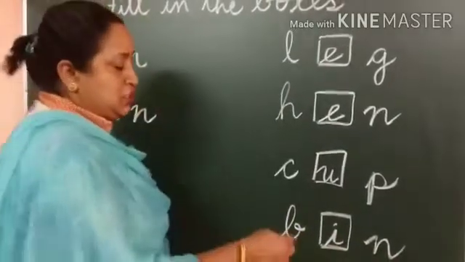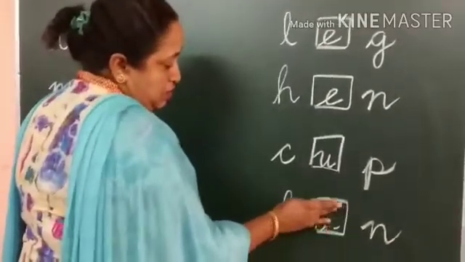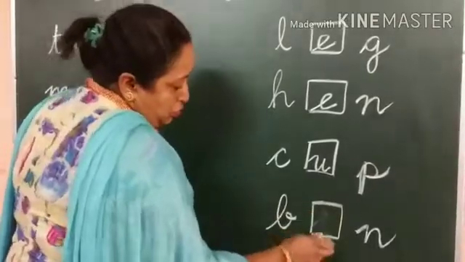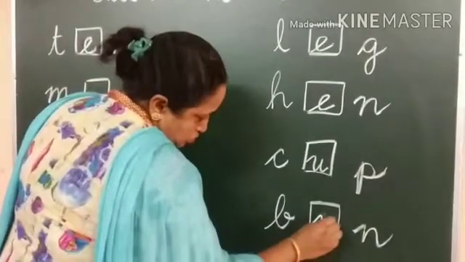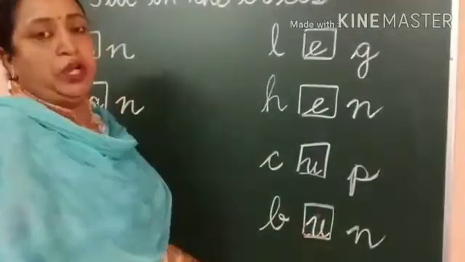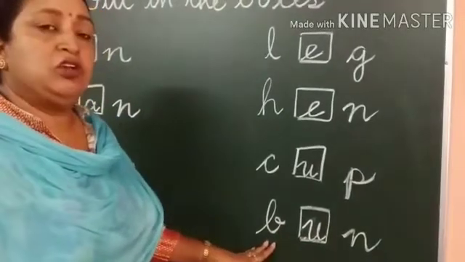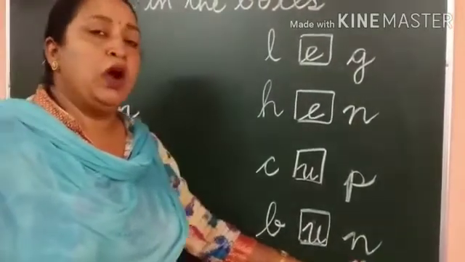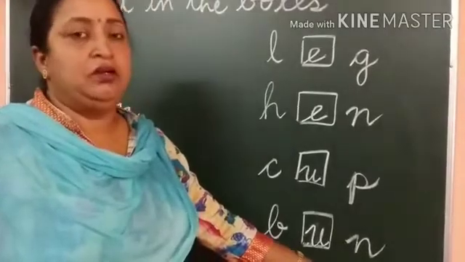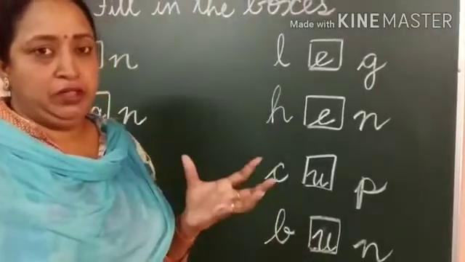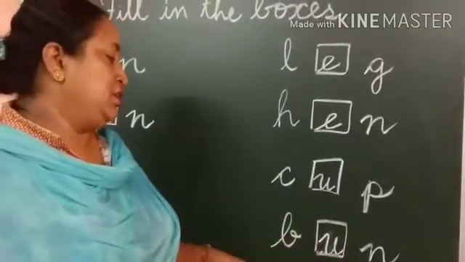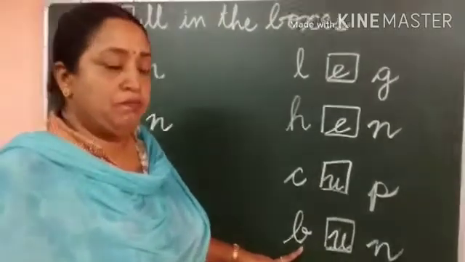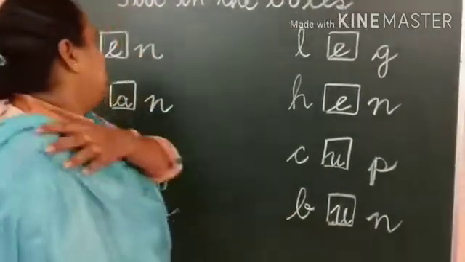If suppose another child makes this U, this also makes a word. This can also become B-U-N, bun. Bun means it's sort of a bread which you eat. So this has become B-U-N, bun.